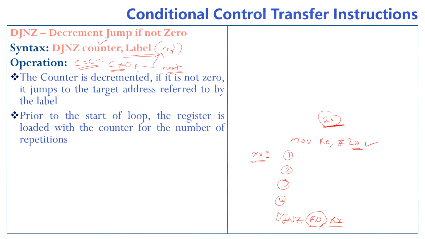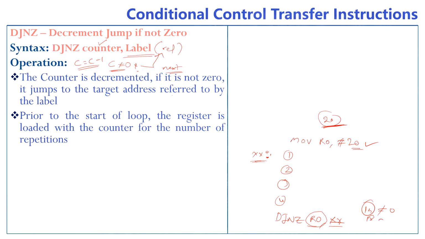So now this loop, these 4 instructions are executed 20 number of times. Why? Because in the first case, it will be decremented by 1. That means 19. This 19 is not equal to 0. So that means it will jump to here.